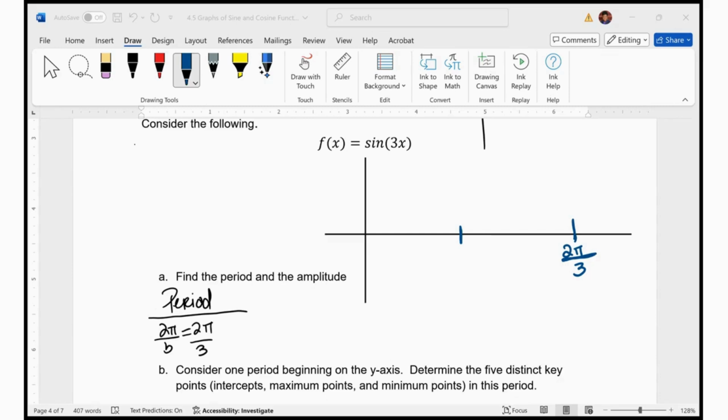Pi over 3. Very good, Deandra. All right. 2 pi over 3 divided by 2 is 2 pi over 3 times 1/2. That cancels to pi over 3. Just in case somebody needed to see that.